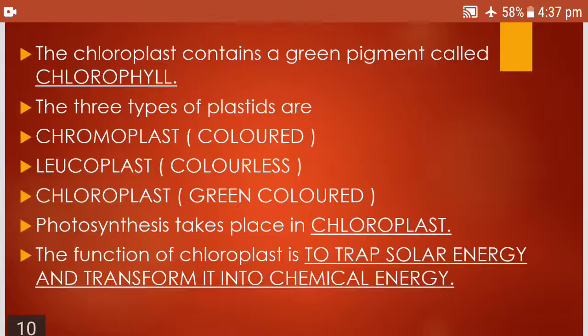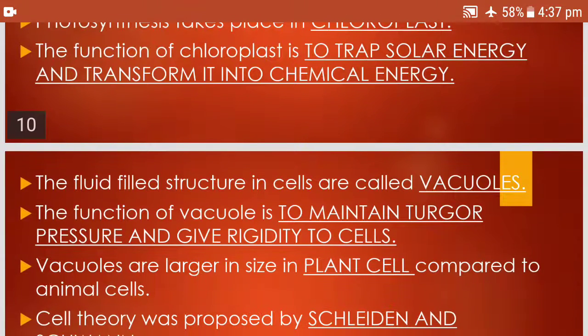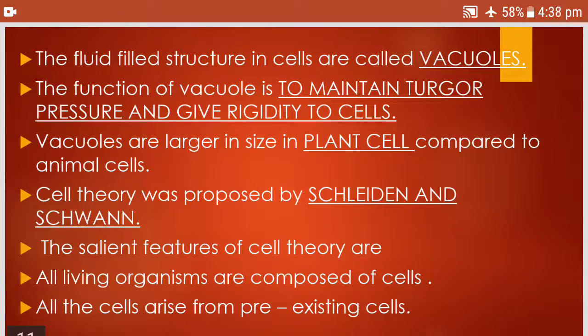Photosynthesis takes place in the chloroplast, and the pigment present in the chloroplast is chlorophyll. The function of the chloroplast is to trap solar energy and transform it into chemical energy. The fluid filled structure is called the vacuole. The function of the vacuole is to maintain turgor pressure and give rigidity to the cell. Vacuoles are larger in plant cells compared to animal cells.